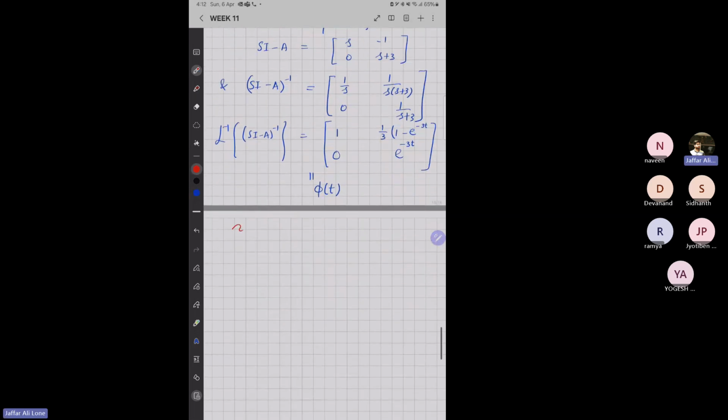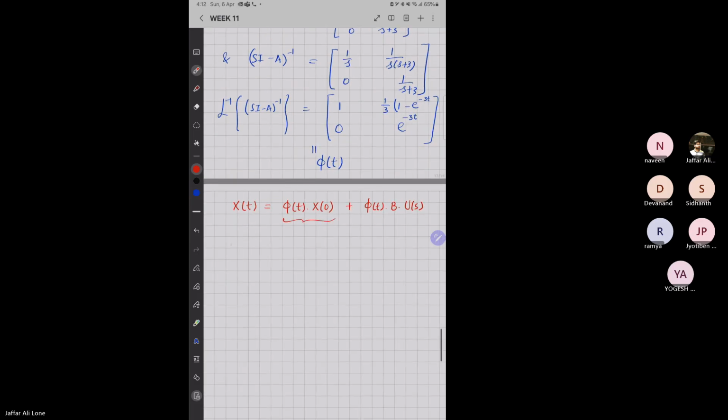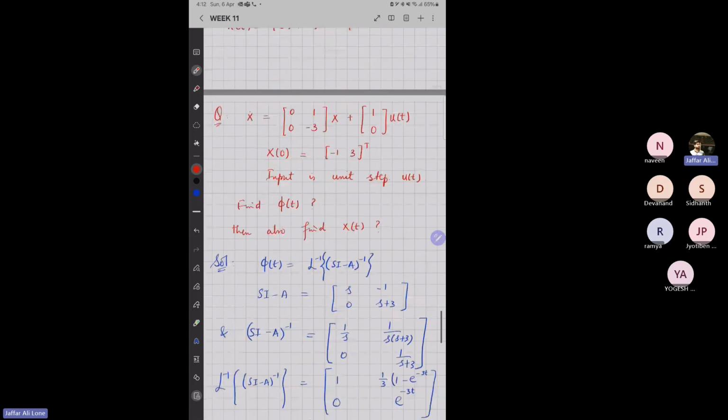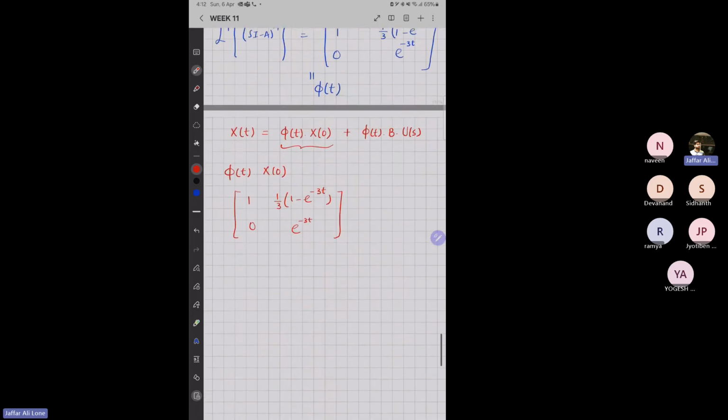Now we have to find x of t. And x of t is phi t into x naught plus phi t into B into U of s. Correct? So let's solve this part first, phi t into x naught. My phi t is 1, 0, 1 over 3 times 1 minus e raised to the power minus 3t, and e raised to the power minus 3t. And my x of 0 is minus 1, 3 transpose, so I can write this as the column minus 1 and 3.